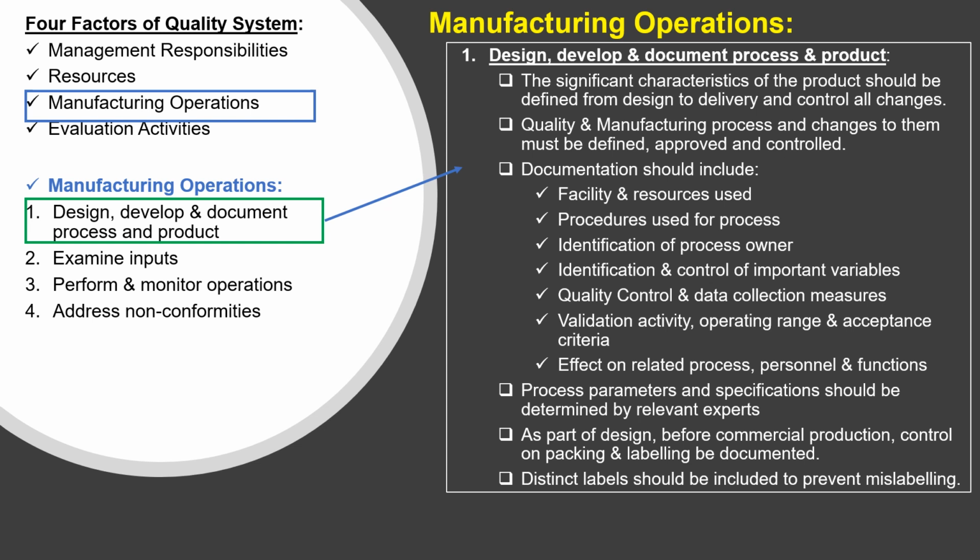Documentation should include the facility and resources used, procedures used for processes, identification of process owner, identification and control of important variables, quality control and data collection measures, validation activity, operating range and acceptance criteria, effect on related process, personnel, and function. Process parameters and specifications should be determined by relevant experts.